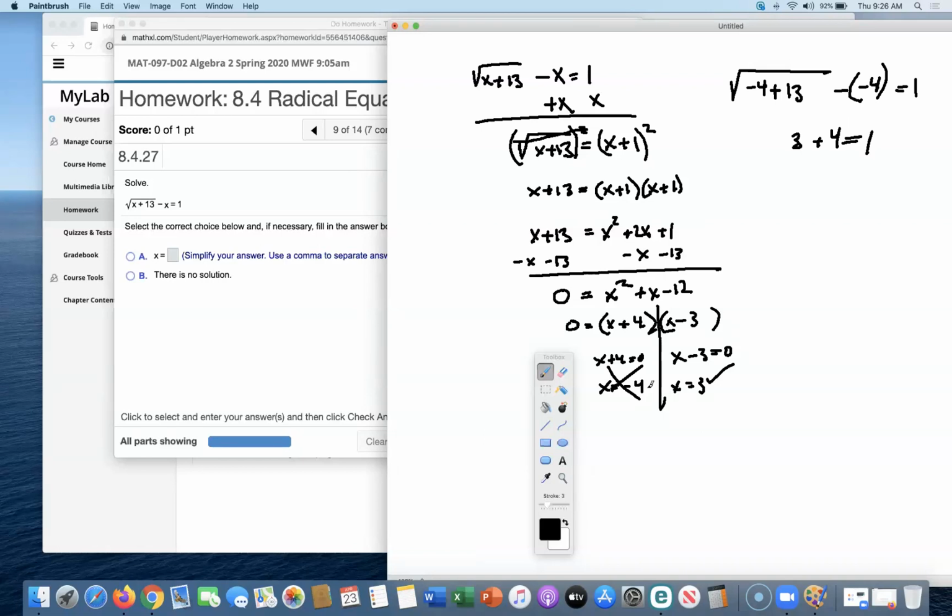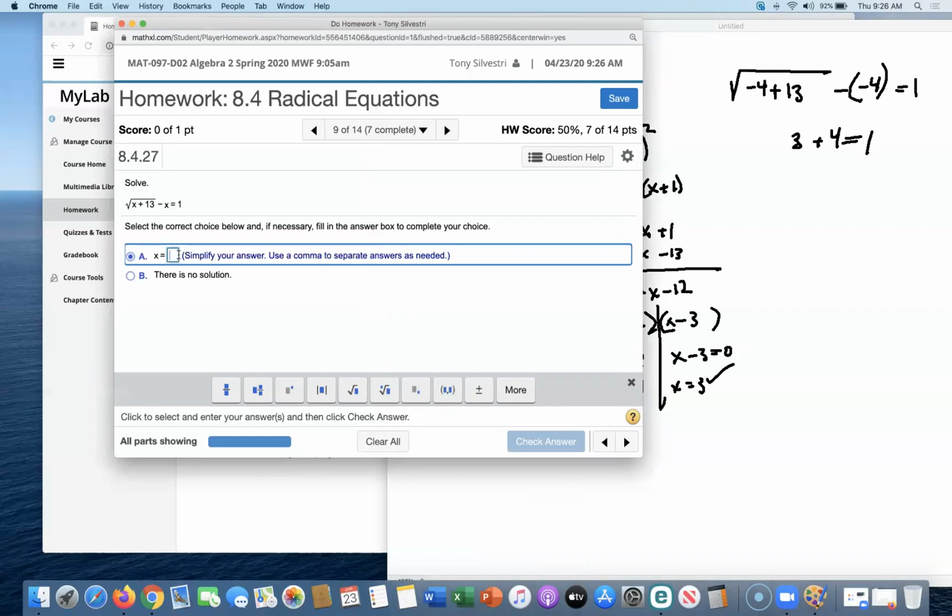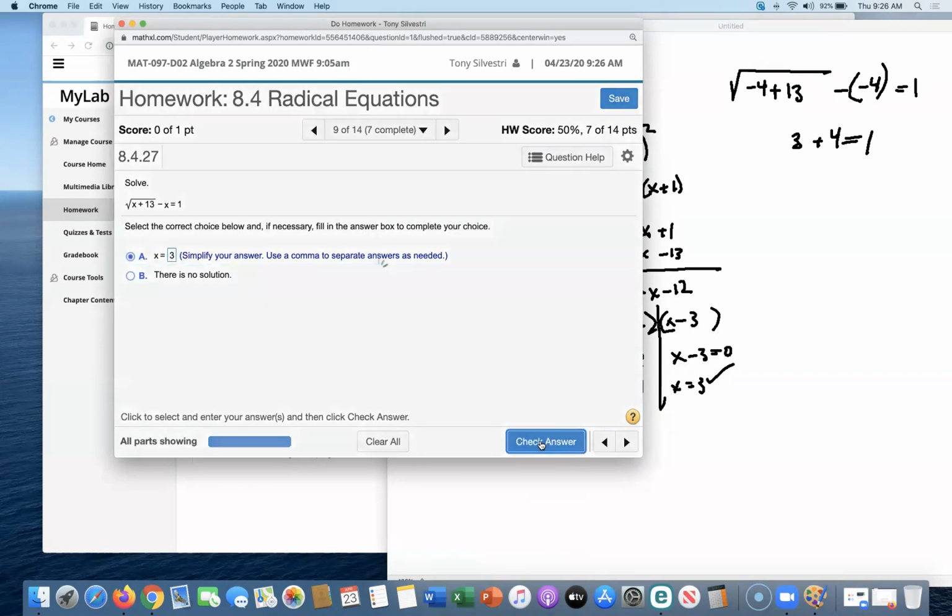The only answer that's right is the 3. That's the only answer. You've got to check your answers. And it's not because the answer is negative, because it is possible to have a negative answer. That's okay. We've seen that before in other problems. We had a negative answer there. So you've just got to check your answers. You can't get away from that.